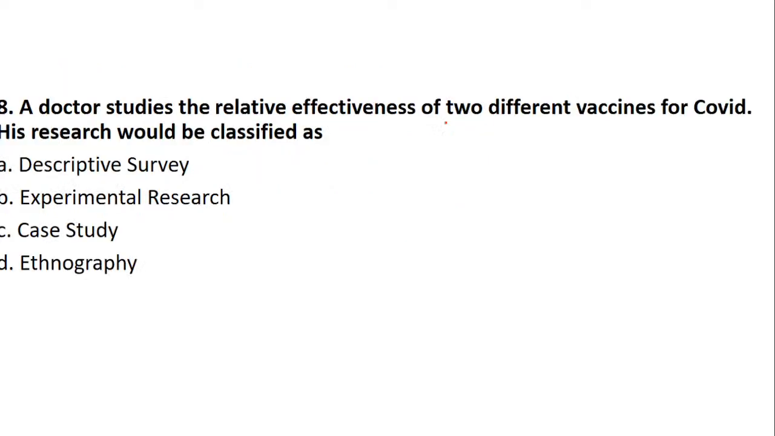Now here this is an example based question. If this type of question comes, it is a little bit easier as compared to the theoretical concepts. A doctor studies the relative effectiveness of two different vaccines for COVID. His research will be classified as what? Is it descriptive, experimental, case study, or ethnography? So what exactly will the case given, or the example given, be called as which type of research?